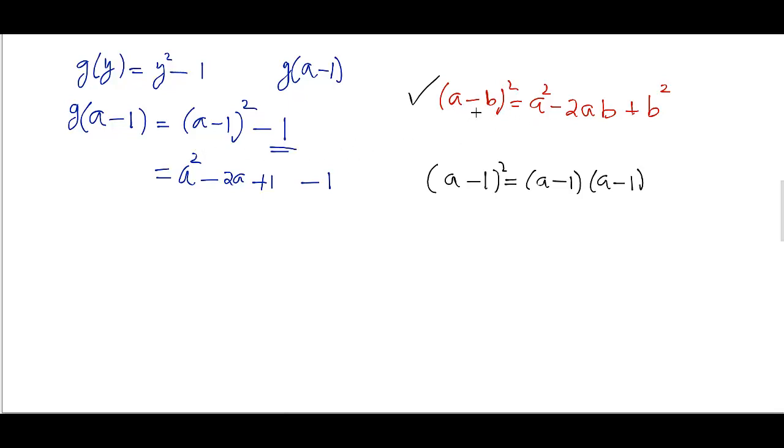If you don't know this algebraic identity, you can also expand this a minus 1 square like this. Just write a minus 1 whole square equal to a minus 1 times a minus 1. Just expanding this, you will get the same answer. And after simplification, this 1 cancels with this. So we have a square minus 2a. Therefore the final answer is a square minus 2a.